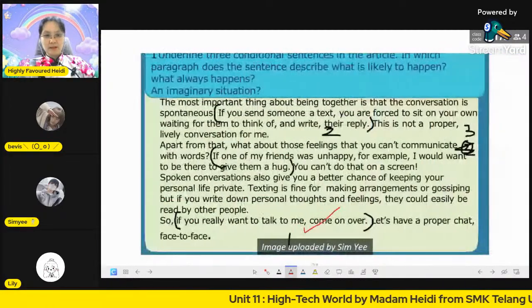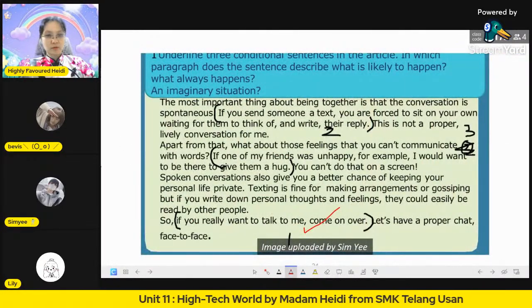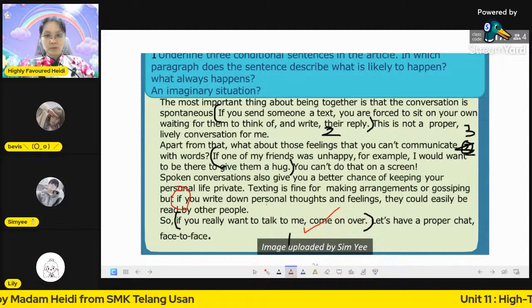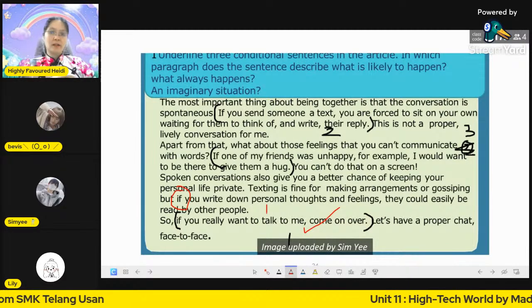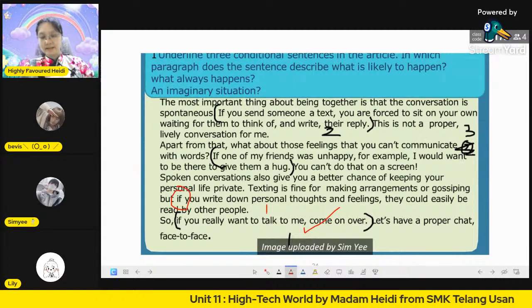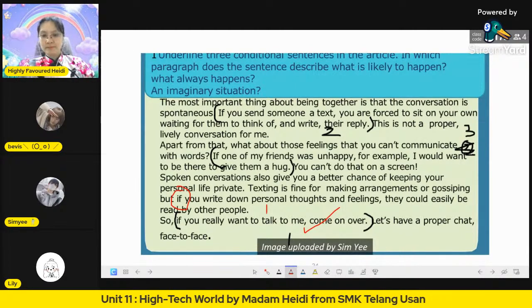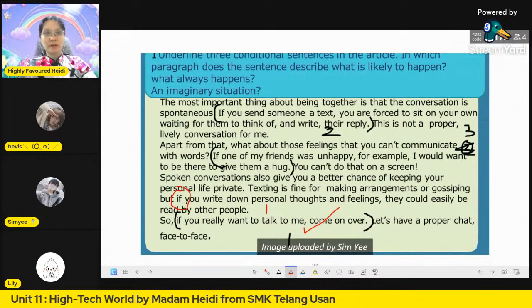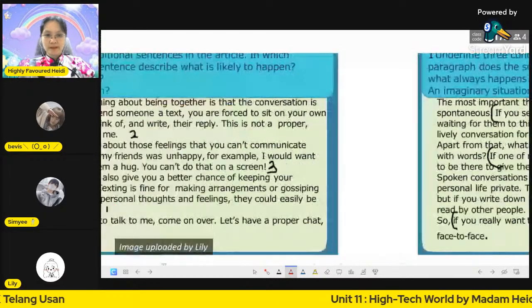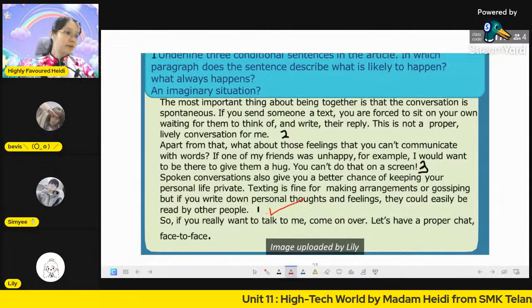So then, this one also. If you really come and talk to me, only Lily got it right actually. Okay, if you really want to talk to me, come over. I think that is also likely to happen. Correct. All right, that one also likely to happen. But this one is focusing on the main points, one, two, three, four, not the conclusion.